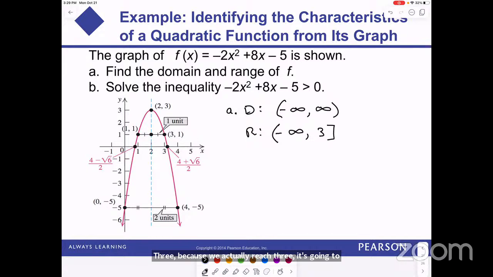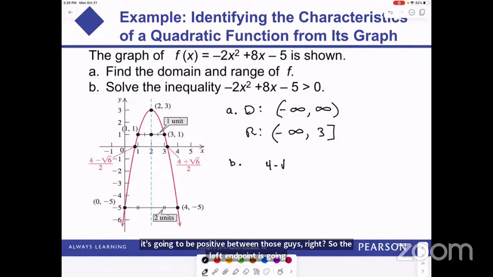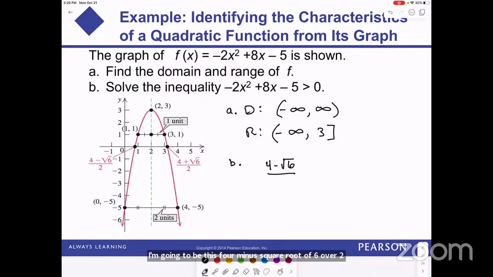And then when it asks to solve the inequality, it's basically saying, when is this parabola positive? In other words, when is it above the x-axis? So looking at the graph, it's above the x-axis between those two x-intercepts. So it's going to be positive between those guys, right? So the left endpoint is going to be this (4 minus square root of 6) over 2. And the right endpoint is going to be (4 plus the square root of 6) over 2, okay?